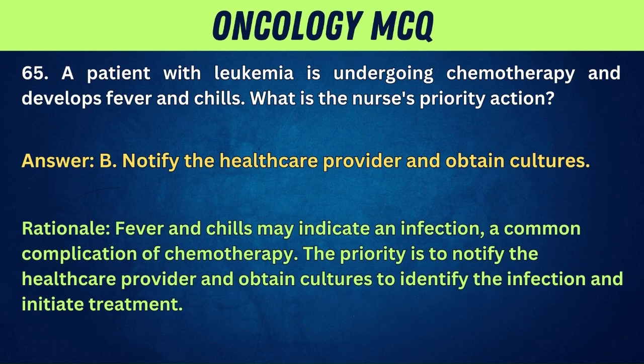Answer: B. Notify the healthcare provider and obtain cultures. Rationale: Fever and chills may indicate an infection, a common complication of chemotherapy. The priority is to notify the healthcare provider and obtain cultures to identify the infection and initiate treatment.